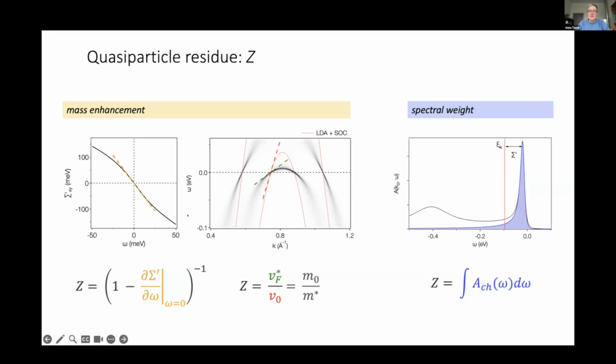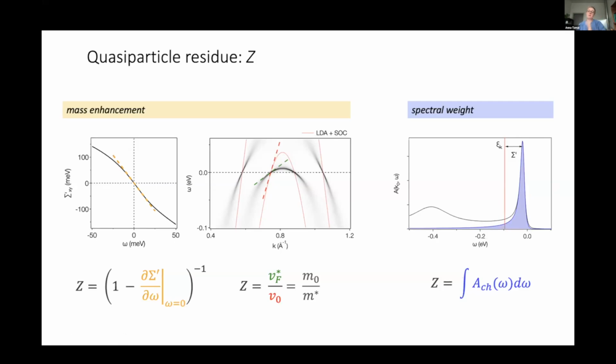This is one definition. A different one, and we'll discuss how equivalent it is, is to look at spectral weight. This is a picture that is actually quite used in the ARPES community to extract the quasi-particle residue from the integral of the coherent part of the spectrum. As you increase correlation, your spectral weight distributes differently between a coherent part and an incoherent part.